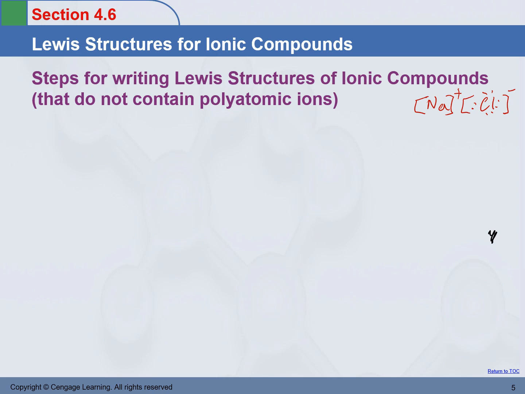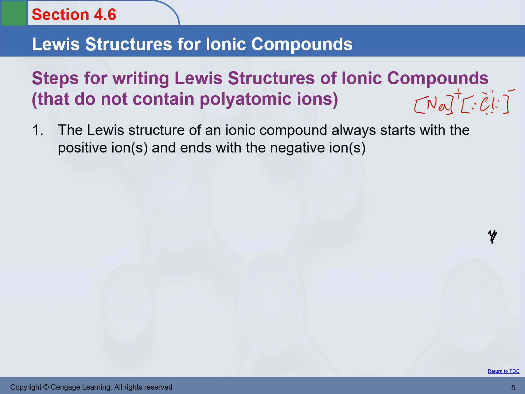Right now we focus on the ionic compounds that do not contain polyatomic ions, because with our current knowledge, we do not know how to write the Lewis structure of a polyatomic ion yet. Once we know that, we'll come back here to complete the Lewis structure for ionic compounds that contain polyatomic ions. Now we focus on the ones with no polyatomic ions.